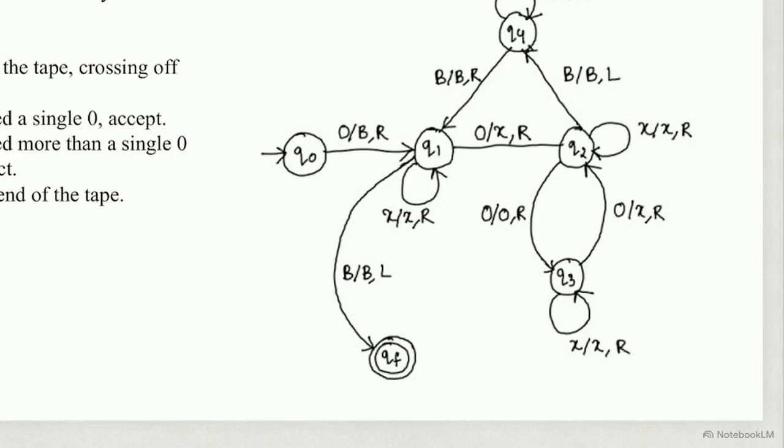The Q1, Q2, Q3 triangle is the halving engine. Entering Q1, the machine overwrites a 0, transitioning to Q2. From Q2, it leaves the next 0 unchanged, moving to Q3, where it crosses out the following 0. This loop crosses out every second 0. Self-loops on Q2 and Q3 allow the head to bypass X marks, ignoring previously crossed-out positions.